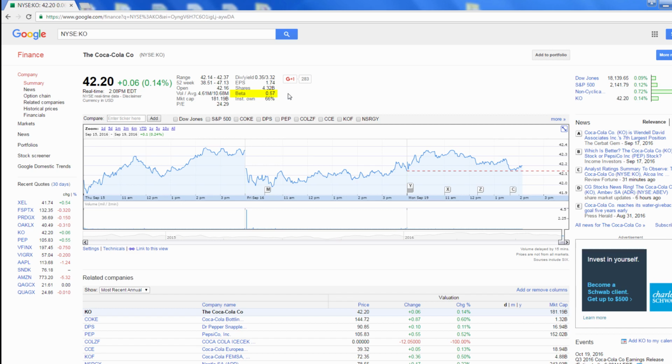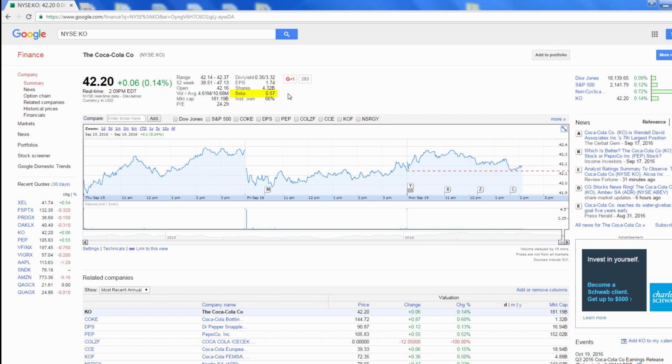Still less than 1.0, still a lot less than its index, once again the S&P 500. So this stock is a very less volatile stock, and that makes sense, right? It's a 100-year-old company, been paying out dividends forever, big international company, solid company. From a balance sheet standpoint, it's going to be less volatile.